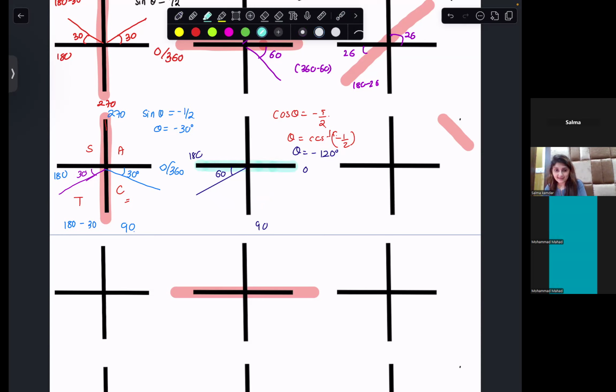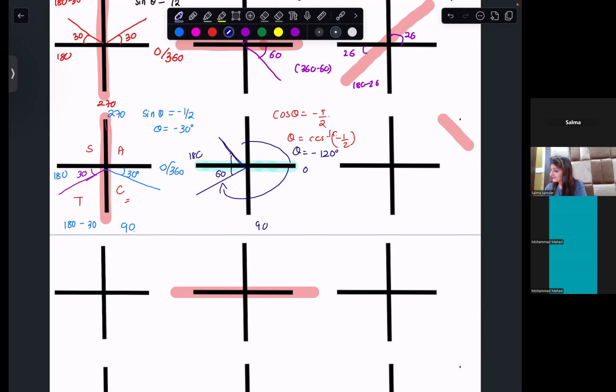Cos is around the x-axis, so it's going to be like this and like this. We had 120 over here. So 180 plus 60, and it becomes how much? 240. So it's going to be minus 240, right? Are you with me?